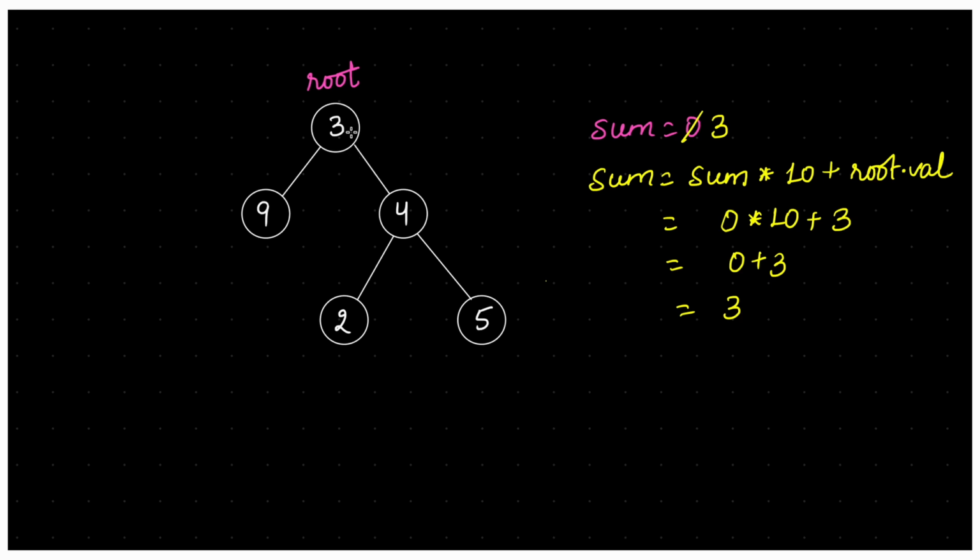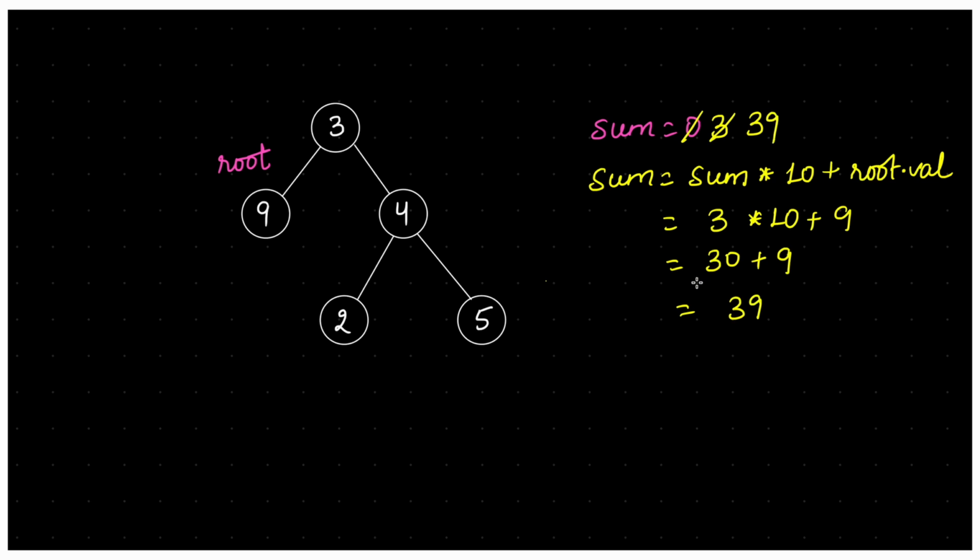Once you have processed this node, make sure that you come to the left value if it's there. Because the left value is not null, you come to this value now. Once again, the current value is not null, so you again apply this formula: sum times 10 plus root.val. This time the sum is 3 times 10 plus the current root value, which is 9. So this would become 30 plus 9, and eventually this would become 39. So now your sum has become 39. I hope you are getting this point.